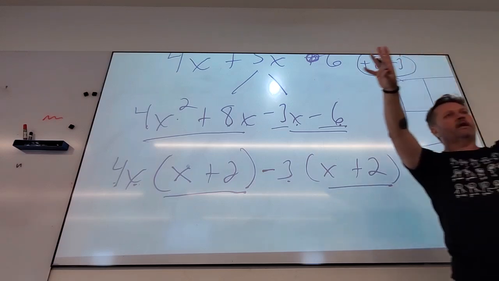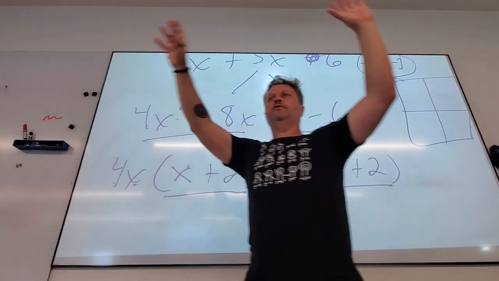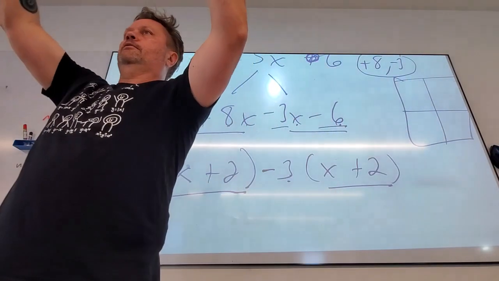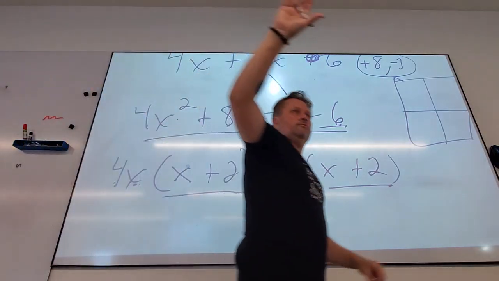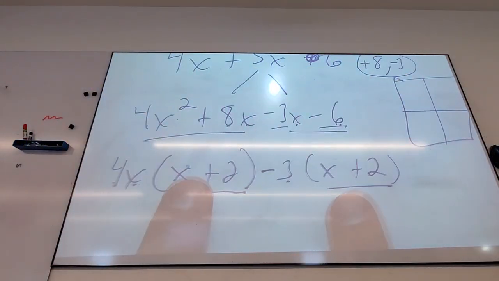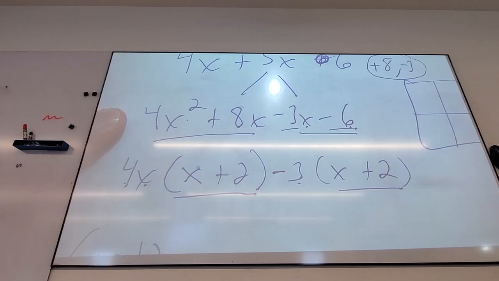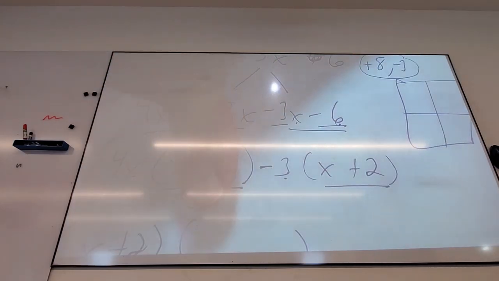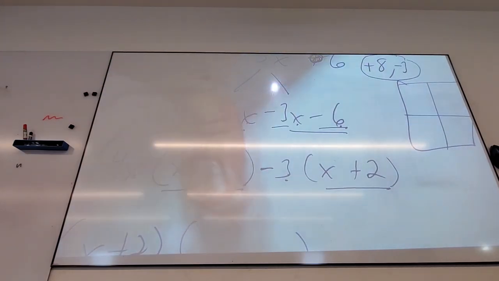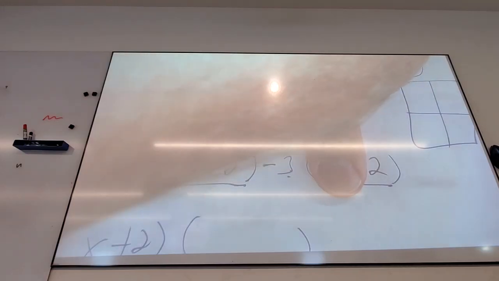The two parts are the same, so what can I do? If I have two things that are the same, I can take them out. So if I take an x plus 2 out, what's left? And you can literally do this. 4x minus 3, yes.